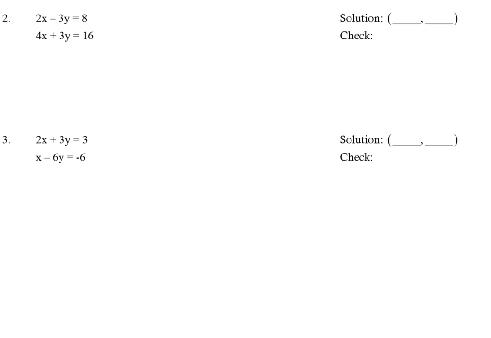Let's take a look at another example. So example 2 here, I see that I have negative 3y and positive 3y. If I add those together, they will eliminate, they will cancel. I will have no y's left. So 2x plus 4x is 6x, and 8 plus 16 is 24. So with very little work, I can figure out that 6x equals 24, or that x equals 4.